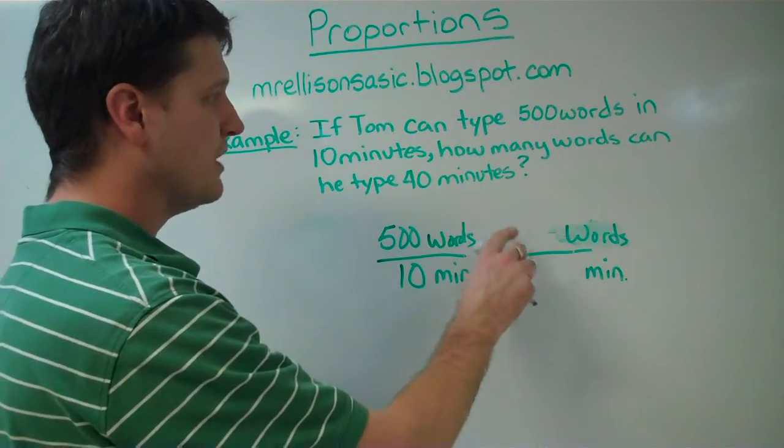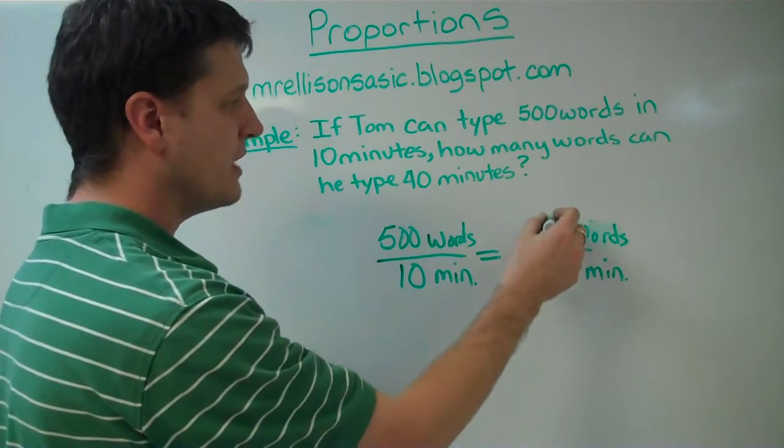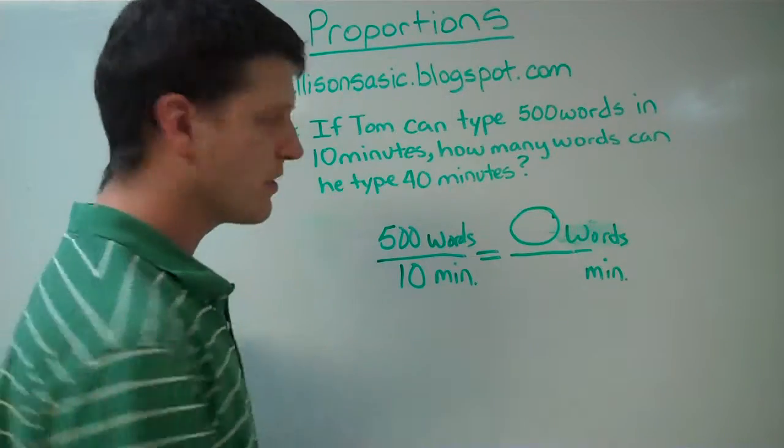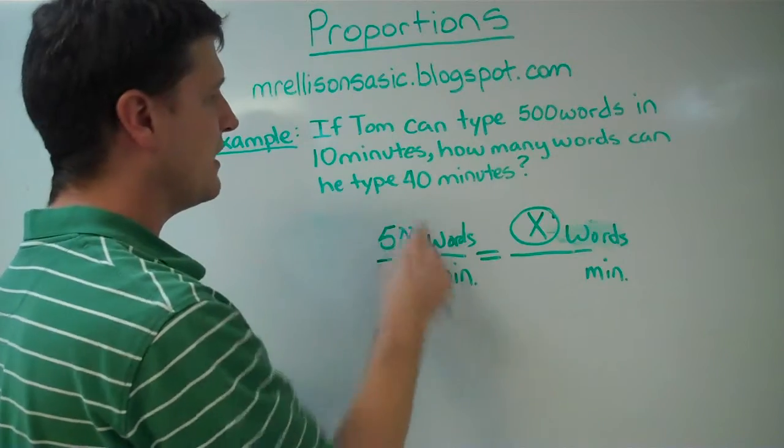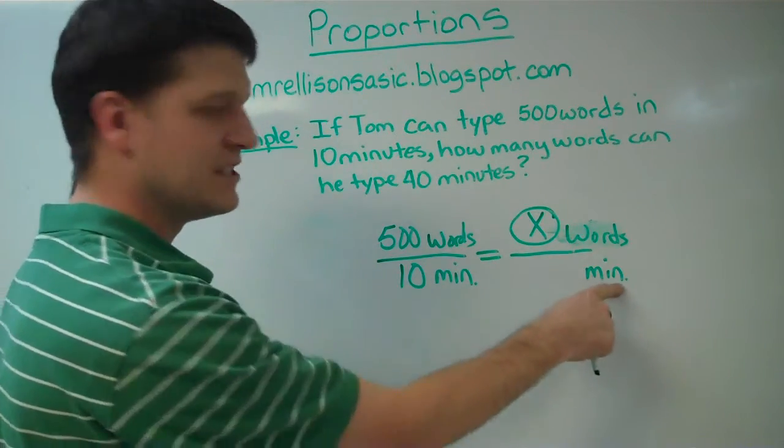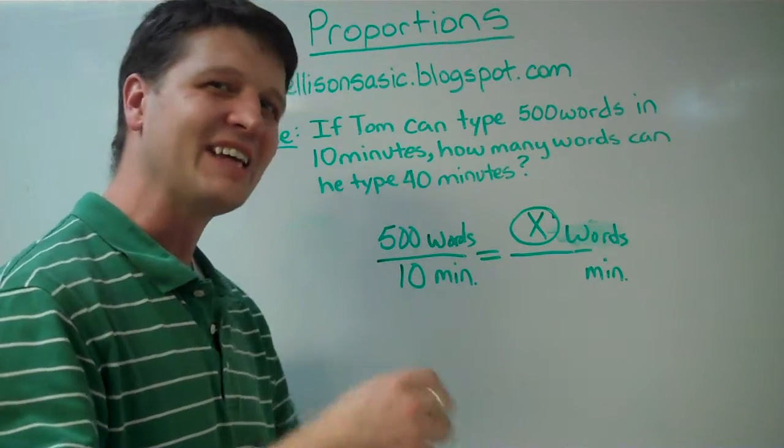Now, our next one is how many words. They don't tell us how many words, so what we're going to do is put a variable there. How many words can he type in 40 minutes? So see the minutes, so everything lines up.